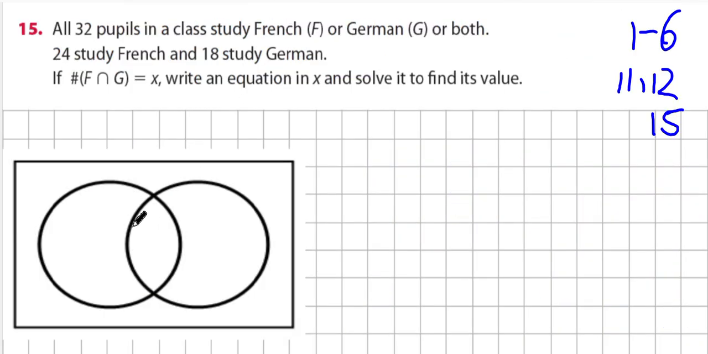Just to put in the middle. What does it want us to put in the middle for 15? Anybody, what does it want us to put in the middle? Come on. What's it want us to put in the middle? What's that say? F intersection G is the middle, and the middle is X. Great. How many students study French?